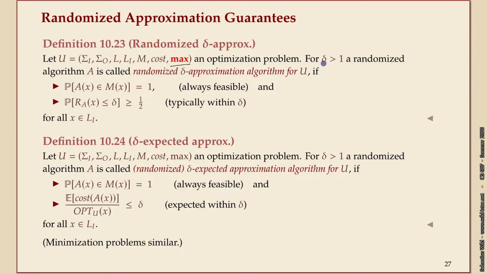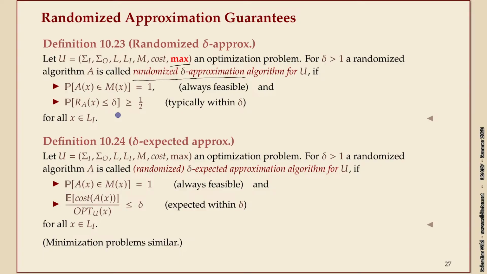We have some approximation ratio, delta, that we try to achieve. And then we call a randomized algorithm a randomized delta approximation for the problem if it always outputs a feasible solution, so that has to be with probability 1. And with at least probability 1/2, the solution that it does output has approximation ratio at most delta.